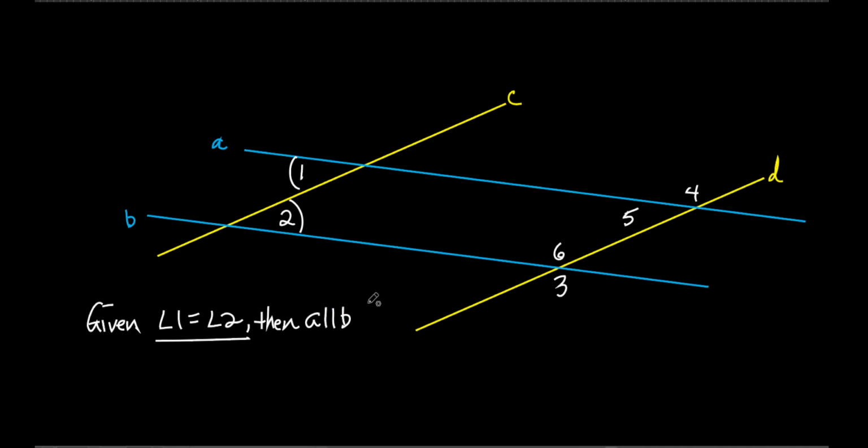You see what they're asking you to do this time? They don't tell you that the lines are parallel and then have you figure out what the angles are. They tell you that the angles are either equal or supplementary or something like that, and you have to figure out which lines must be parallel if they tell you which angles are equal, okay? All right. What if they told you that 4 and 3 were equal?